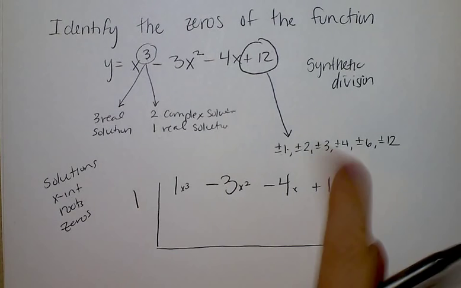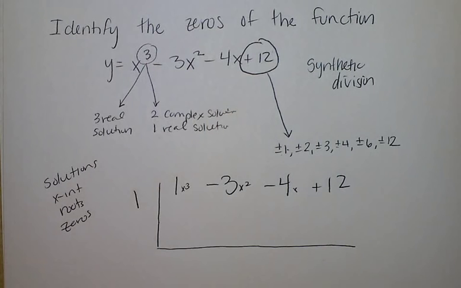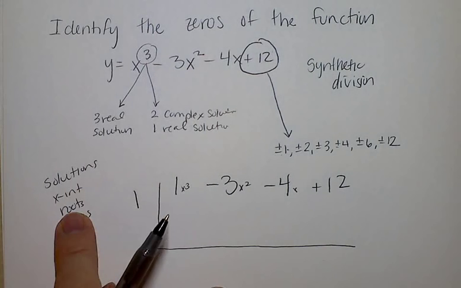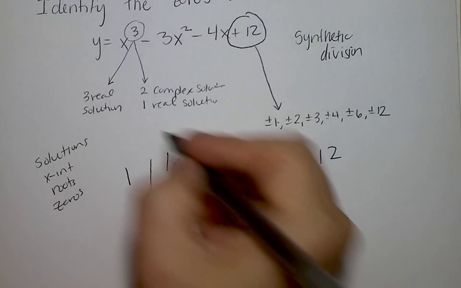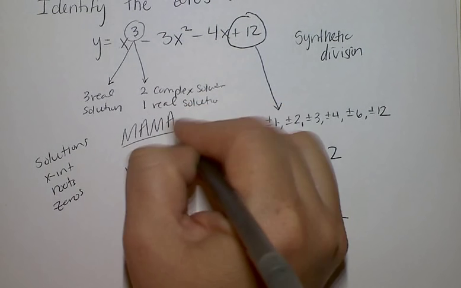When you plug these in, if you wanted to try it the slow way, if you don't get 0, you just know it's not an answer. It's not a solution. It's not a root, not an x-intercept. So I prefer to call this, and this is not the mathematical term, I like to call this the MAMA method.